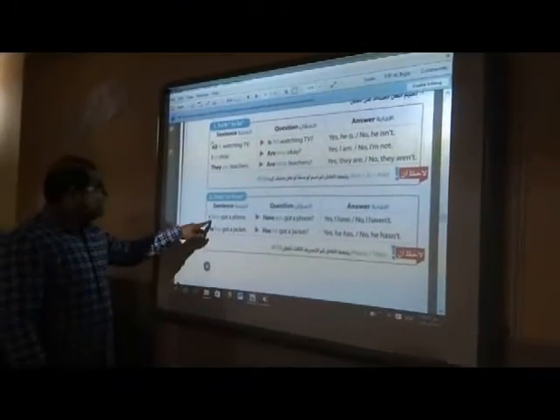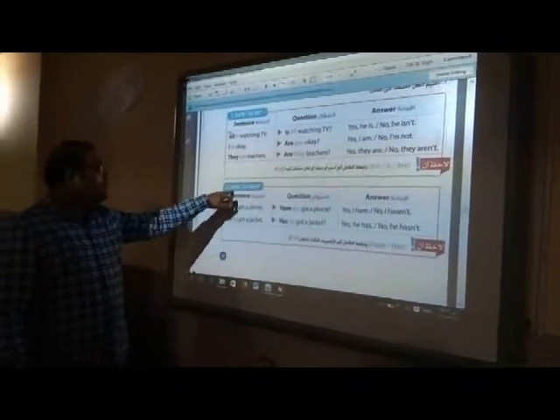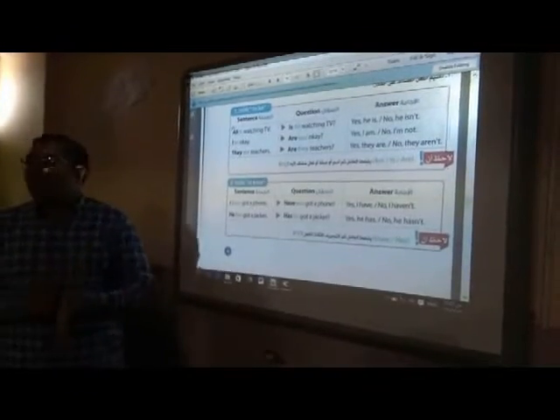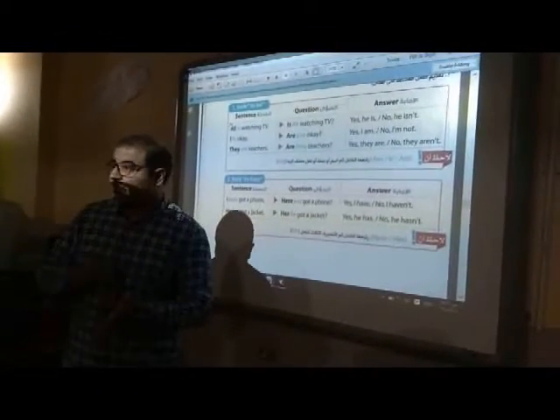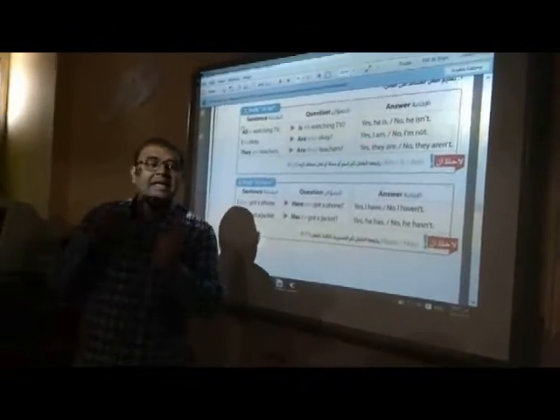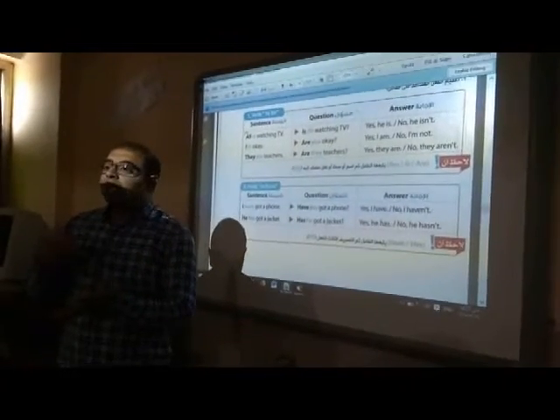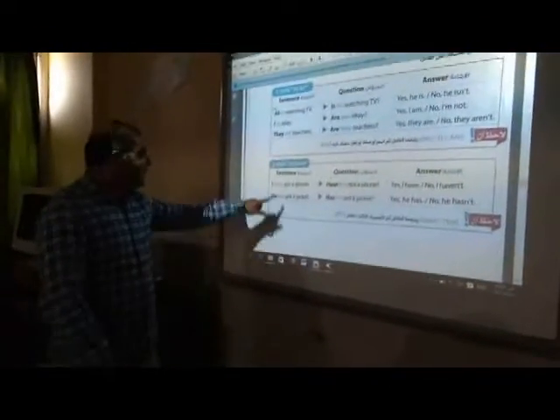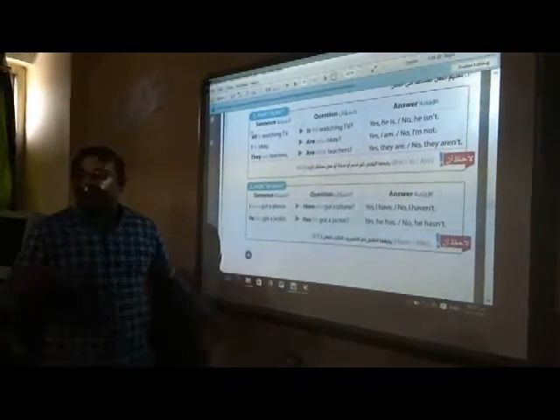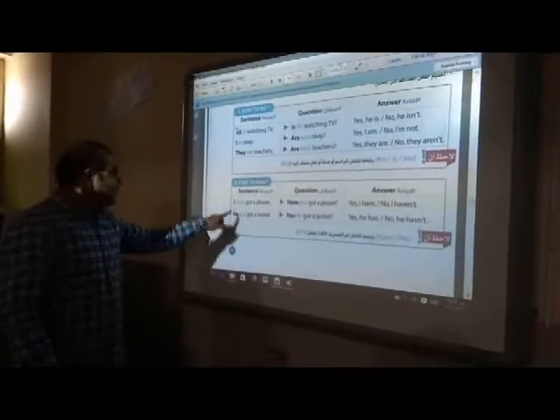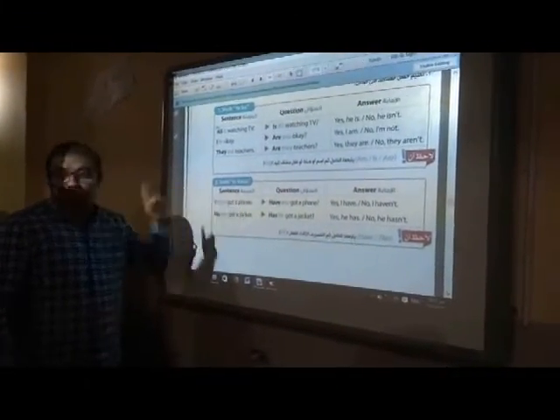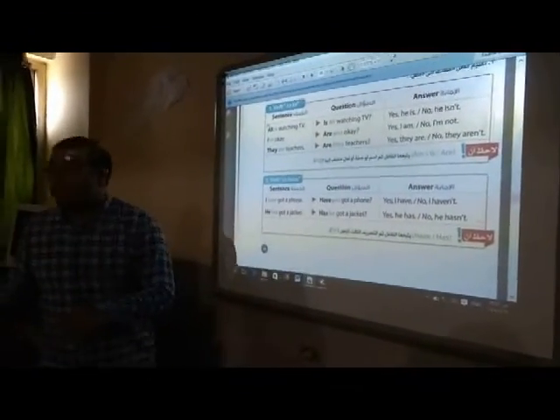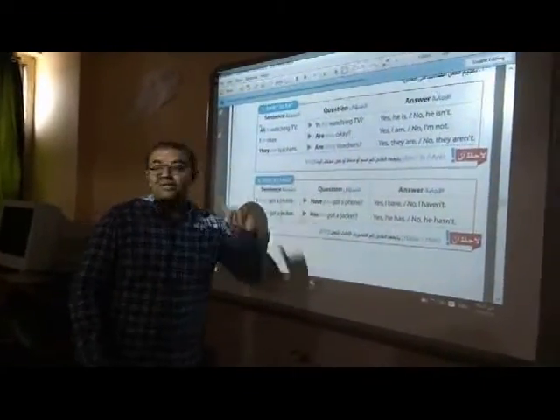Look at this sentence. How to use verb to have. To use verb to have to make a question, it must be followed by a past participle. Like what? The word got here. Got from get, got. Okay? So, I have got a phone. Okay? When you make a question, you say, have you got a phone?